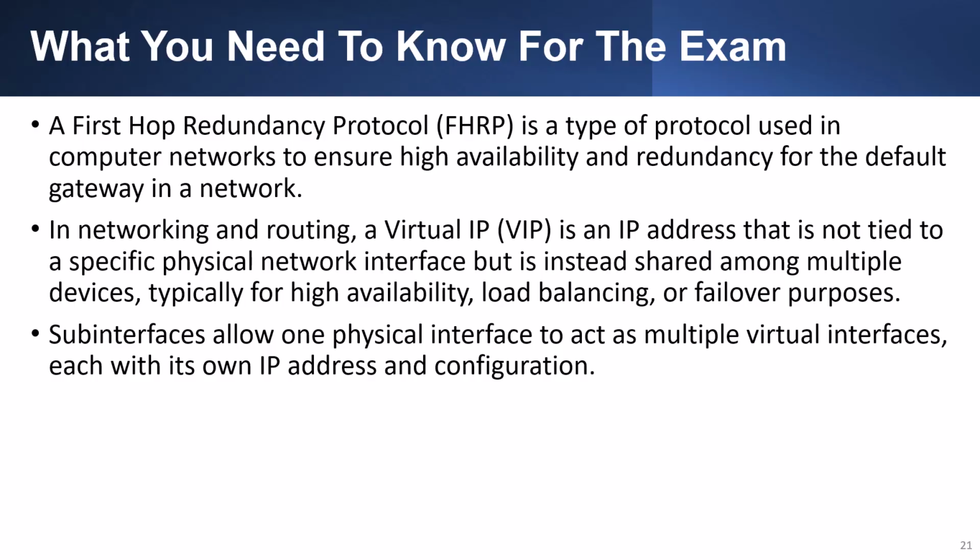In summary, a First Hop Redundancy Protocol, or FHRP, is a type of protocol used in computer networks to ensure high availability and redundancy for the default gateway in a network. In networking and routing, a virtual IP, or VIP, is an IP address that is not tied to a specific physical network interface, but is instead shared among multiple devices, typically for high availability, load balancing, or failover purposes. Subinterfaces allow one physical interface to act as multiple virtual interfaces, each with its own IP address and configuration.